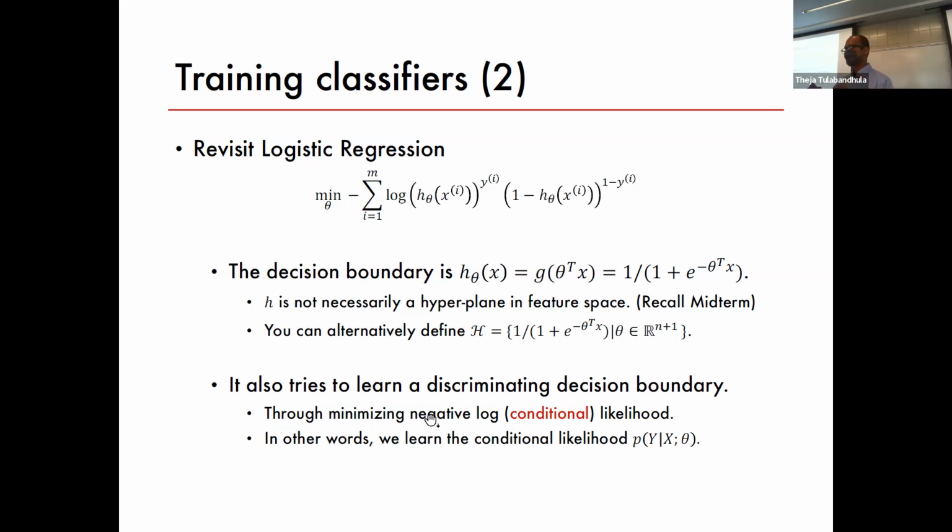But it does get us a decision boundary by minimizing negative log likelihood, negative conditional log likelihood, which is basically this probability of y given x at the parameter theta. And we are minimizing by trying to pick the parameter theta. So any questions? Sorry about the word decision boundary here, but H theta of x is just the predictor function. And H theta of x compared to some threshold is going to give you the decision boundary.